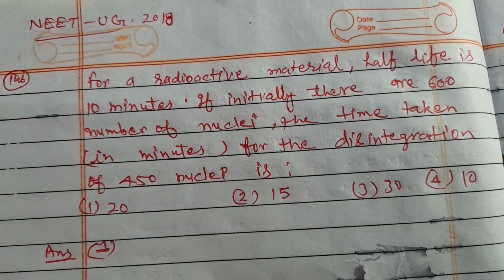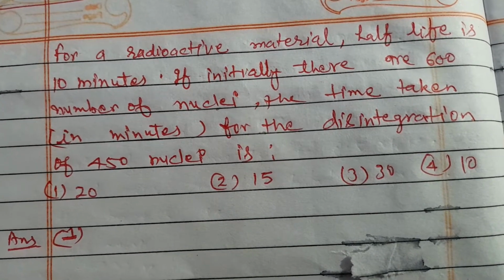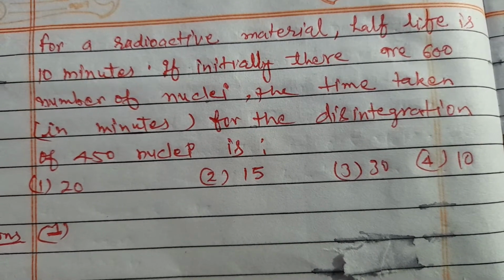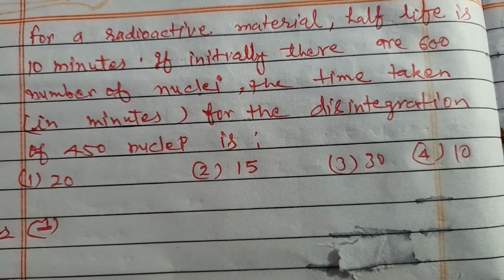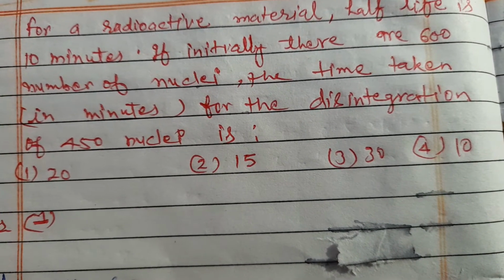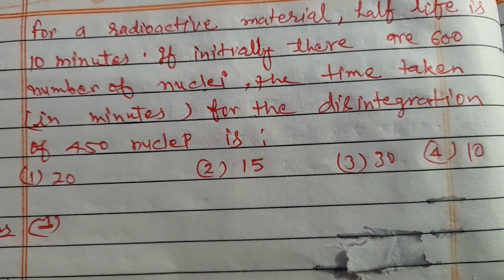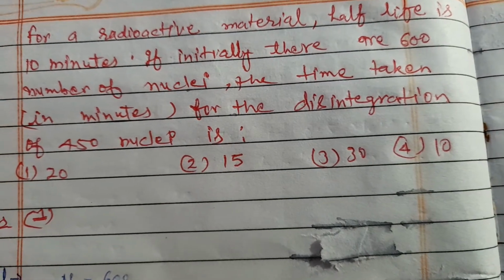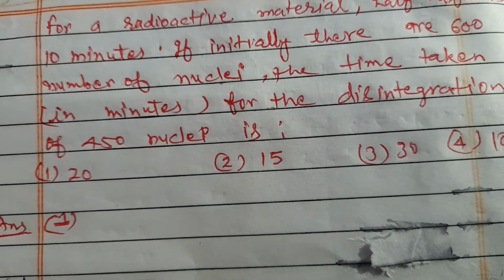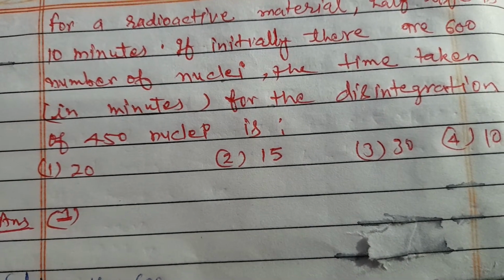NEET-UG 2020, there was a question: for a radioactive material half-life is 10 minutes. If initially there are 600 number of nuclei, the time taken in minutes for the disintegration of 450 nuclei is, first option was 20 minutes, second 15 minutes, third 30 minutes, and fourth 10 minutes. This was a very simple question, and the right option was first, 20 minutes.